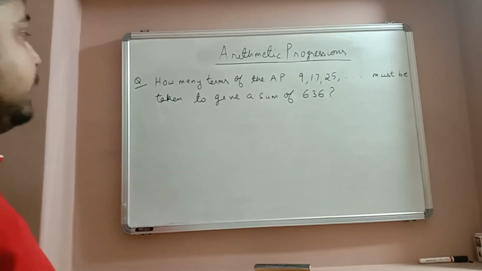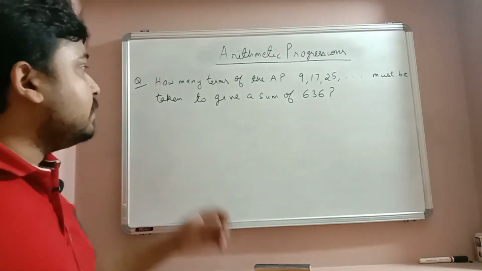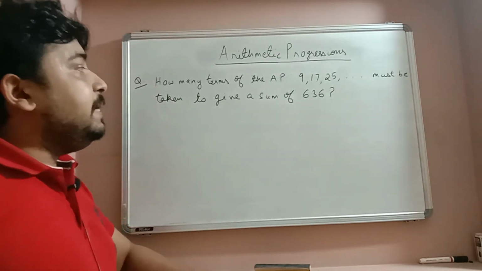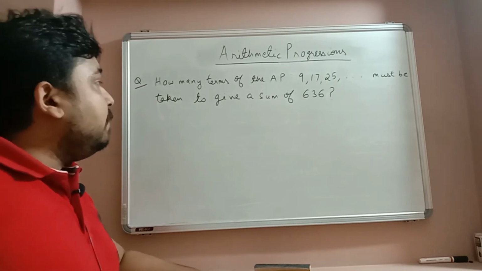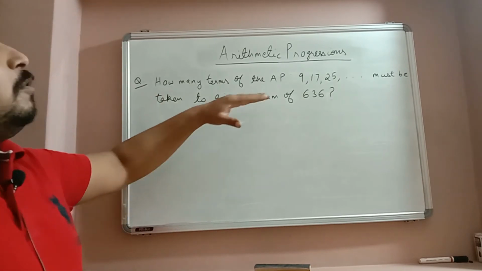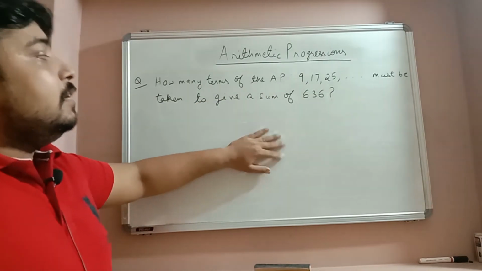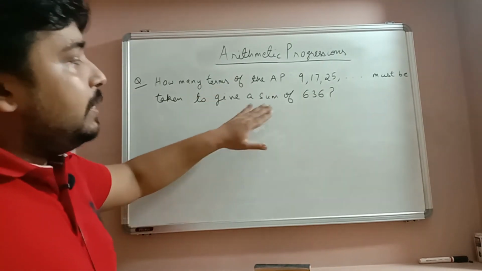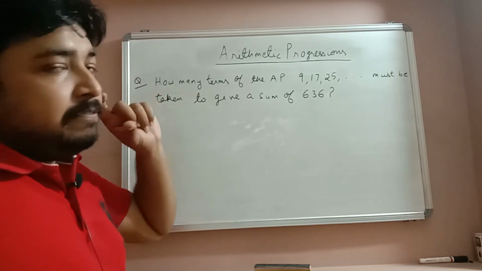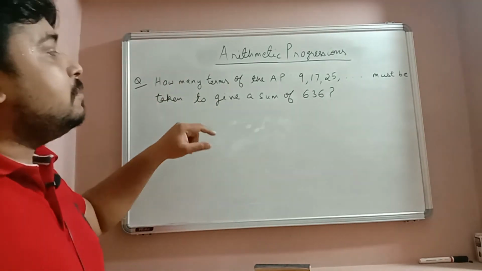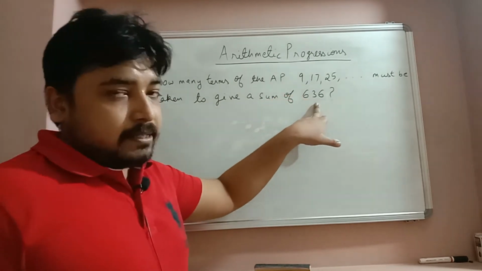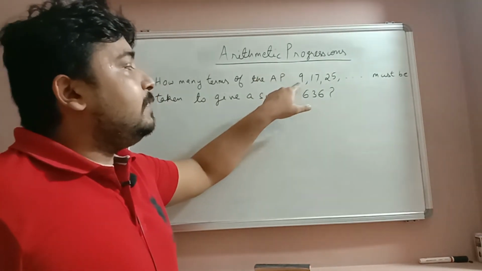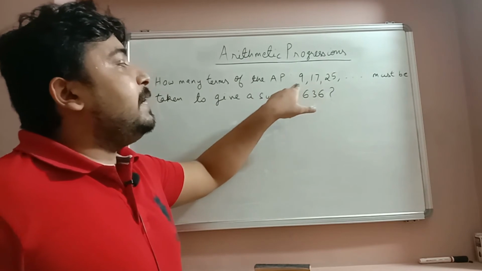Okay, now let's take up this question. The question says, how many terms of the AP 9, 17, 25 and so on must be taken to give a sum of 636? Now in this type of question, the sum is already given. We need to find the value of n, that is the number of the terms for which the sum will be 636. Now a is also given, that is 9, and d is 17 minus 9, that is 8.